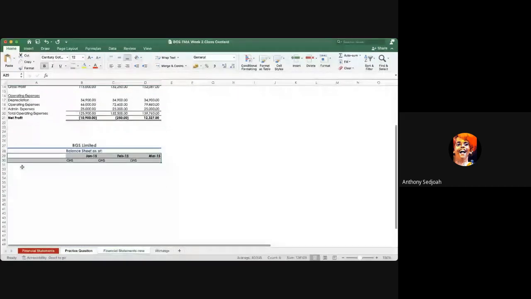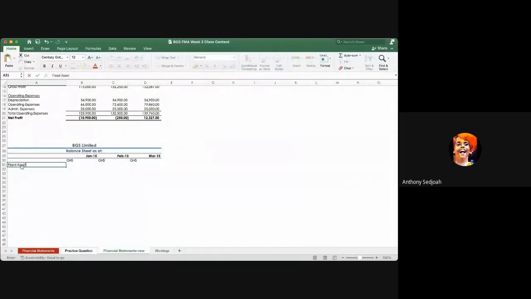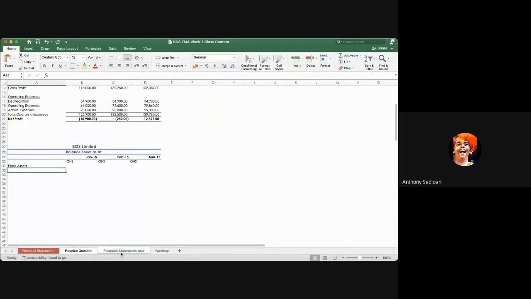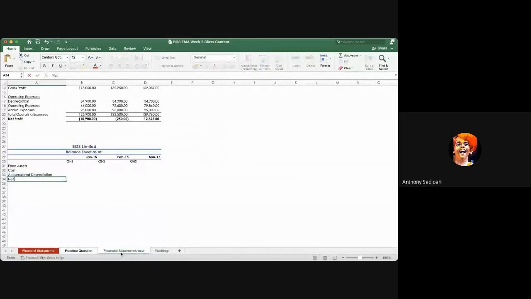So let's go with our fixed assets. One thing this format excluded was accumulated depreciation. Okay, and I'll include it when we are doing ours. So for the fixed assets, you have to bring the cost and then you subtract the accumulated depreciation to arrive at the net book value. So let's do that so that you understand. I want to run very fast so that we can finish the balance sheet today.